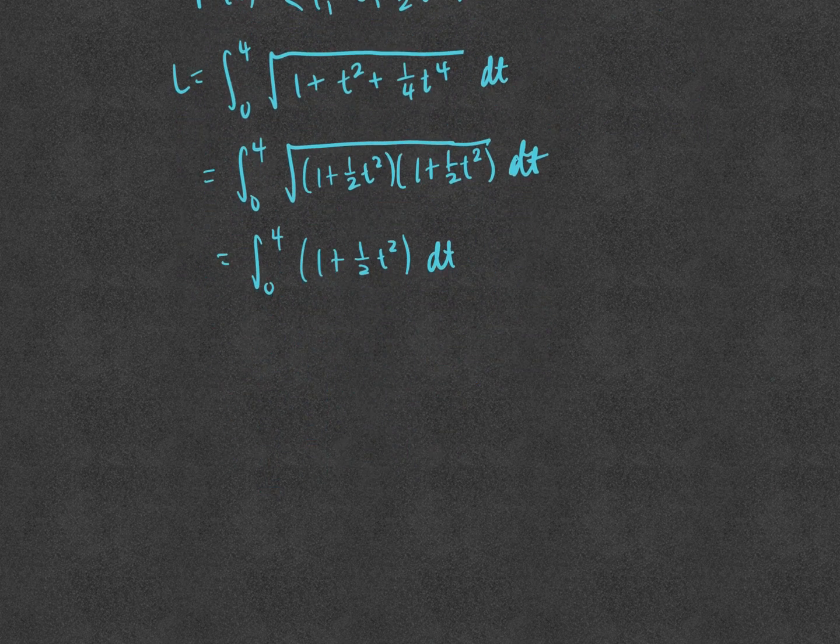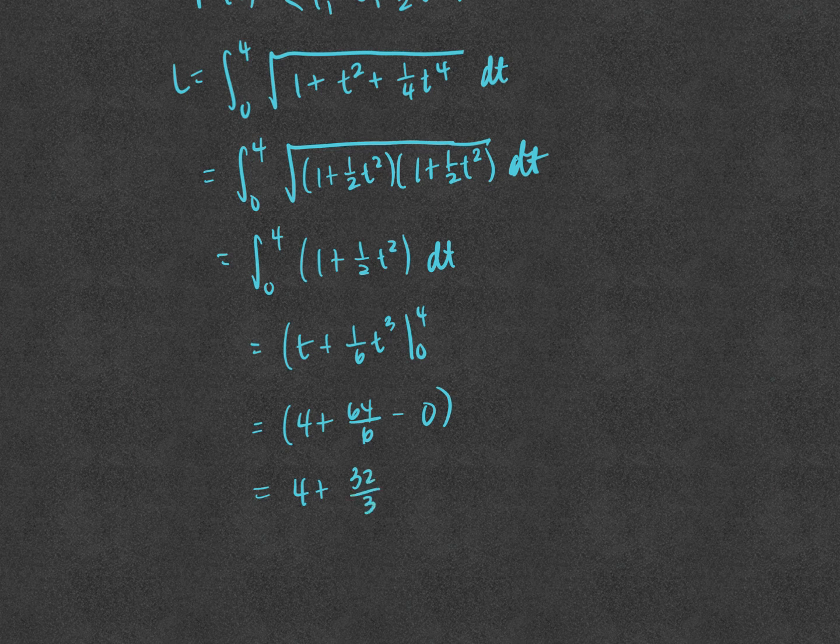Now that's not a bad integration, so when we integrate it, we get t plus 1/2 times 1/3 is 1/6 t to the third, from 0 to 4. So this means we have 4 plus 4 to the third is 64/6, which reduces to 32/3, minus zeros. So 4 plus 32/3 equals 12 plus 32 is 44/3. So that is the exact arc length of the curve of the intersection of the parabola and the parabolic cylinder and the surface.